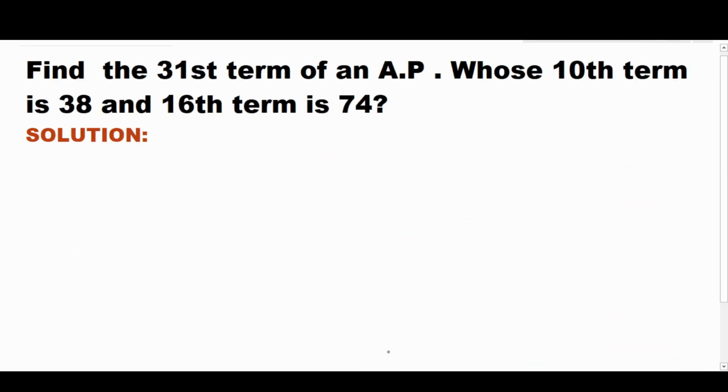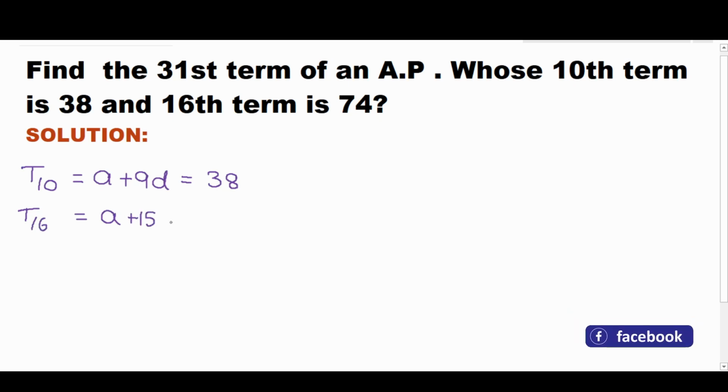The next problem is, we need to find the 31st term of an AP where the 10th term is 38 and the 16th term is 74. So let's write the data. T10, the 10th term, we already discussed, is nothing but a plus 9d, which is equal to 38 here. Next, we have T16. So T16 is equal to a plus 15d, which is equal to 74.